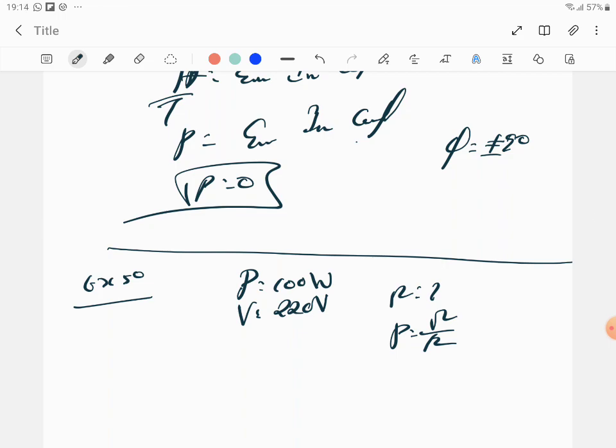Peak voltage. Okay. Now whatever voltage they give, you have to take it as RMS. So peak voltage means V naught is equal to root 2 into VRMS. Just do that and you get the answer. Next, IRMS.